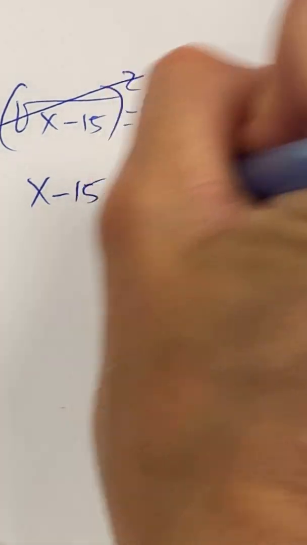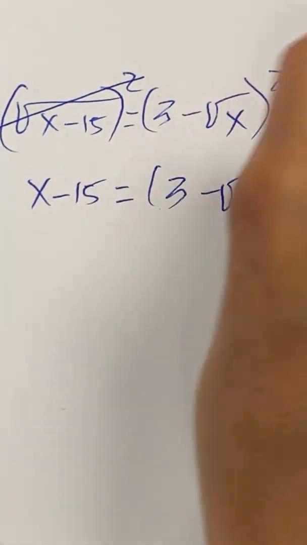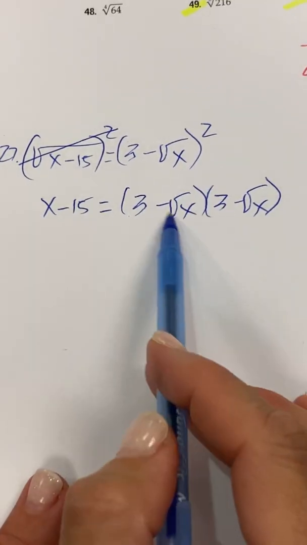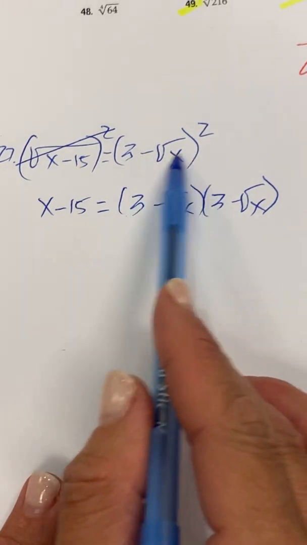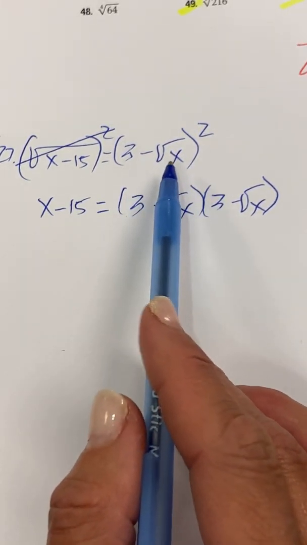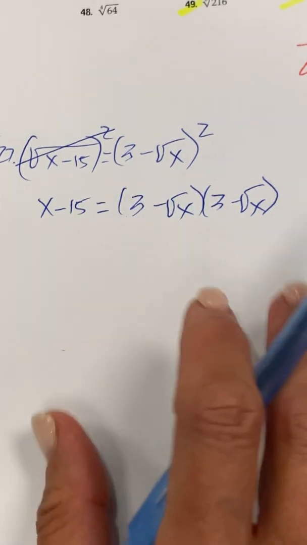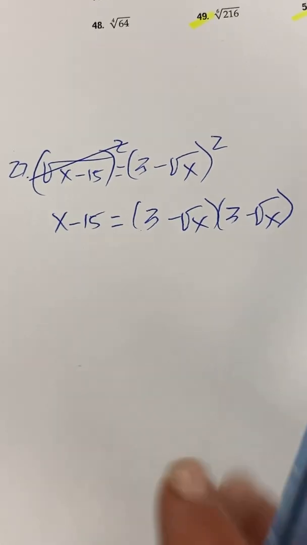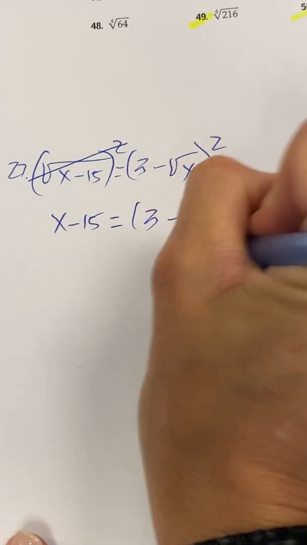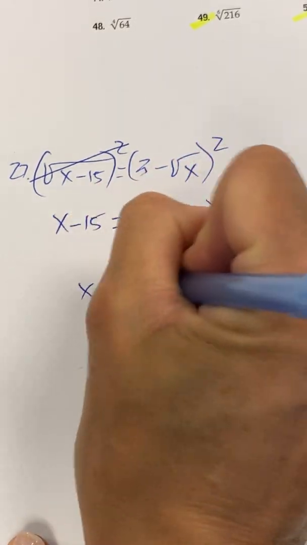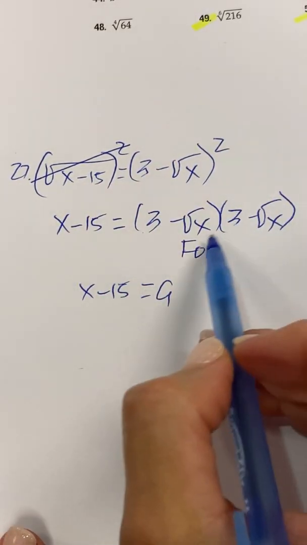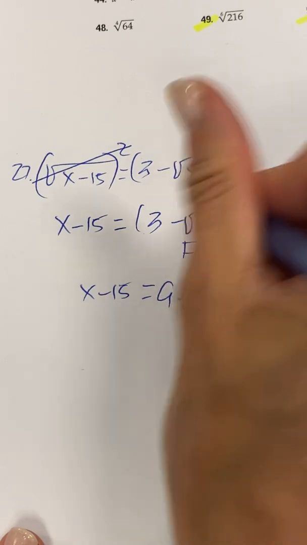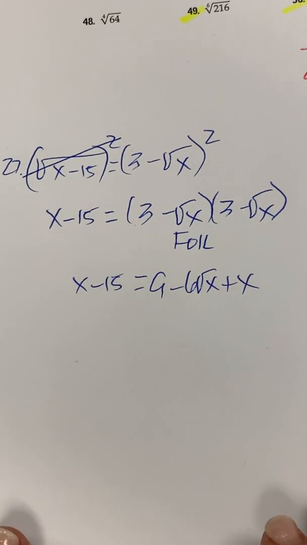FOIL. I know. Everybody always says that when it's written like this, you would tell me for sure, oh yeah, coach, that's a FOIL, right? But for some reason, when it's written like this, make sure you understand it's still FOIL. A lot of kids do that wrong. Okay, I'm going to FOIL this. Let's see, 9 minus 6 square roots of x plus x. I did that in my head.